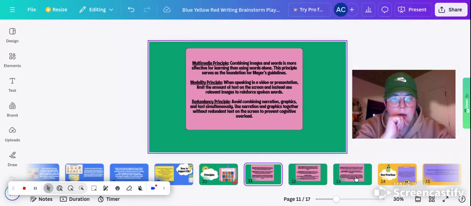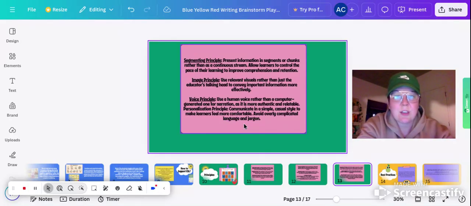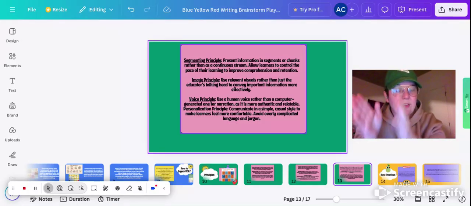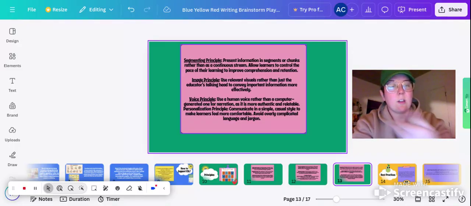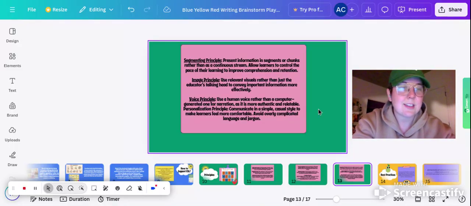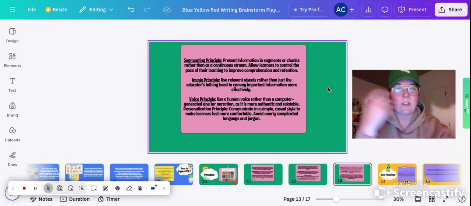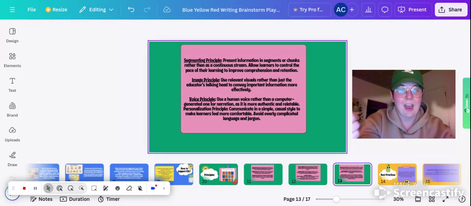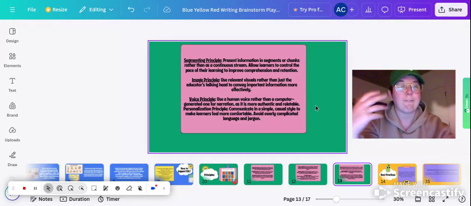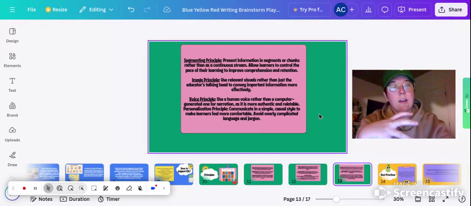There's also the segmenting principle, so making sure that we're giving them information in chunks so that they're not losing the information being presented along the way. It really does help pace them out so that they can retain the information they're being given. The image principle, which is making sure that the images help convey that important information more effectively. Like we've said, we don't want to have fluff within the overall information and message being sent out.